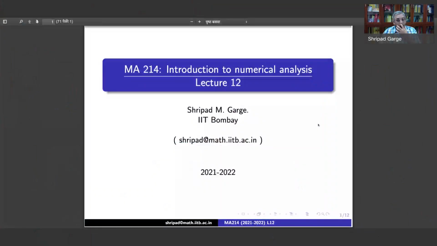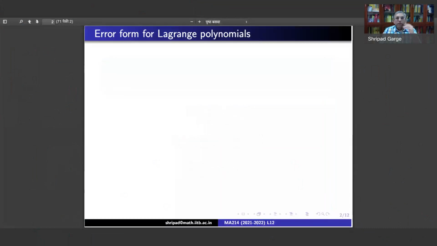All right, so I hope you see these slides. This is our lecture number 12. We are finishing the third week of this course. Let's recall what the error form is. Suppose we have a function which is n plus 1 times differentiable on some closed interval [a, b].